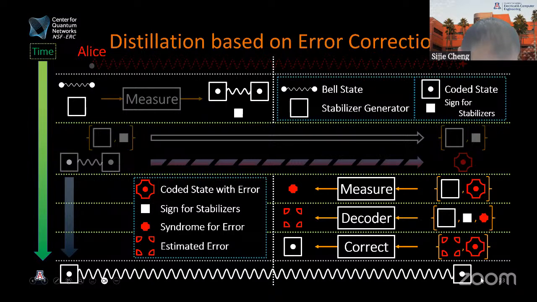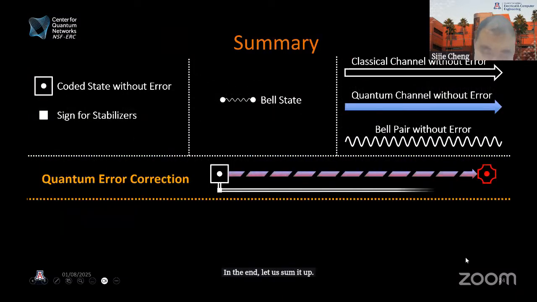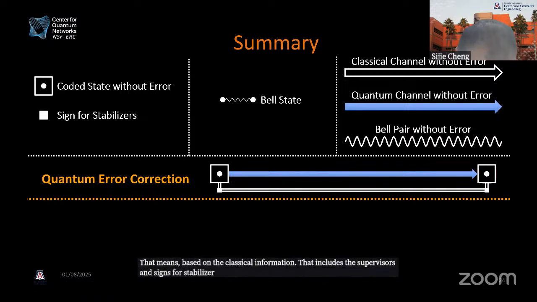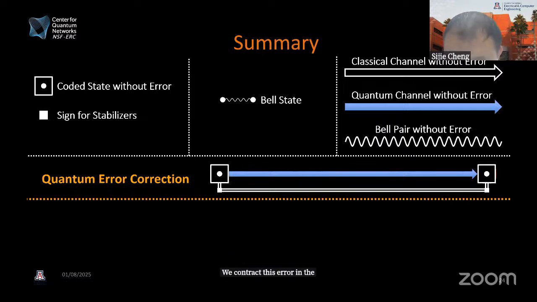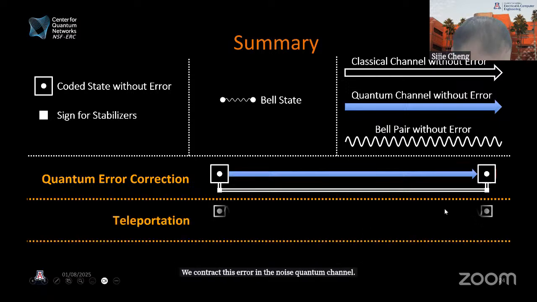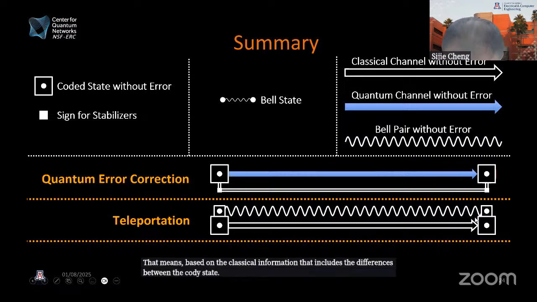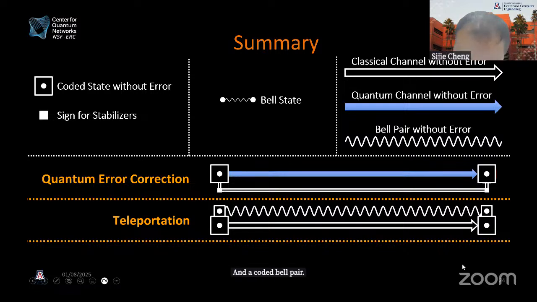In the end, let us sum it up. First, quantum error correction. That means, based on the classical information that includes the stabilizers and signs for the stabilizers plus the quantum state, we can correct the error in the noisy quantum channel. Second, teleportation. That means, based on the classical information that includes the differences between the coded state and the coded Bell pair plus a perfect Bell pair, we can transfer the quantum coded state by using classical information.